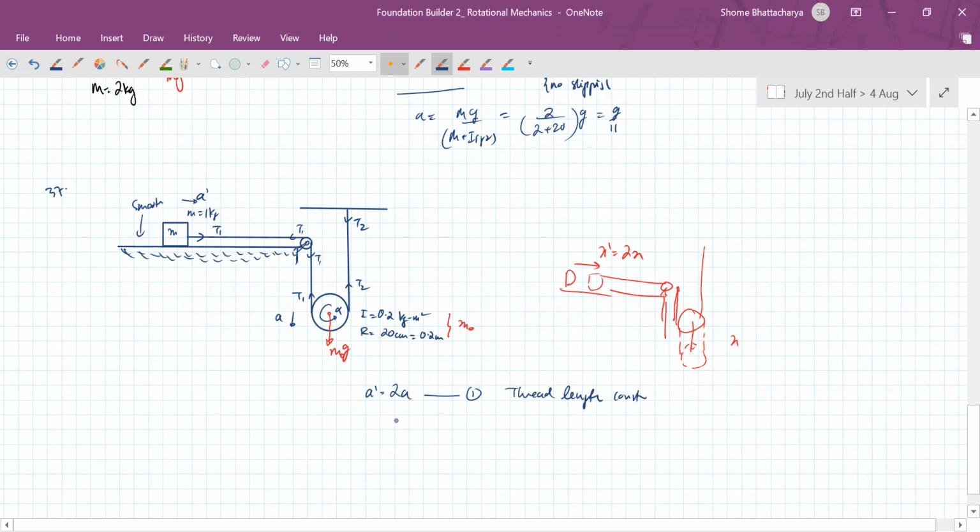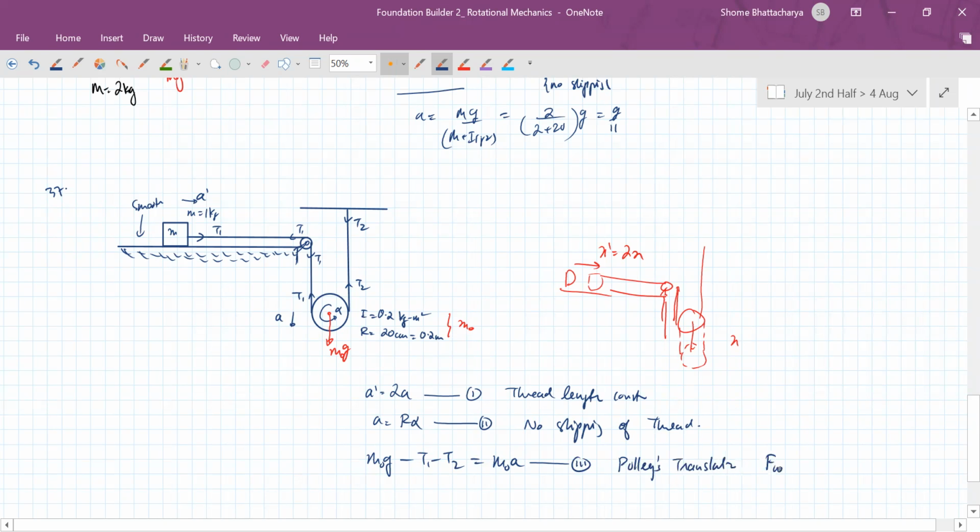Plus the thread is not slipping on this, so a is equal to R alpha. That's my second equation, for no slipping of the thread. So there are two constraint relations. Then weight minus the sum of the two tensions is equal to mass into acceleration for the pulley. So this is the pulley's translation, that is, net force is equal to mass into acceleration.